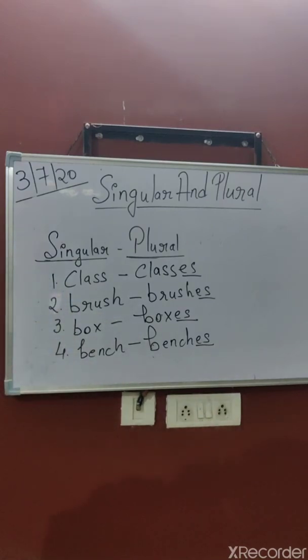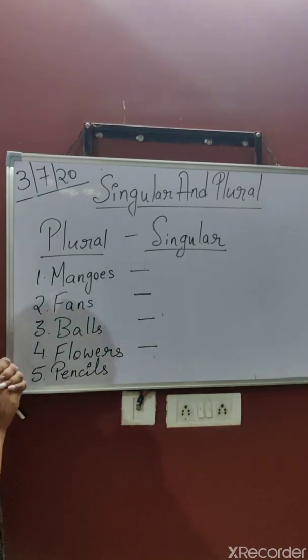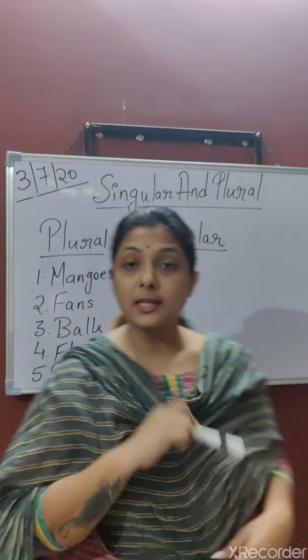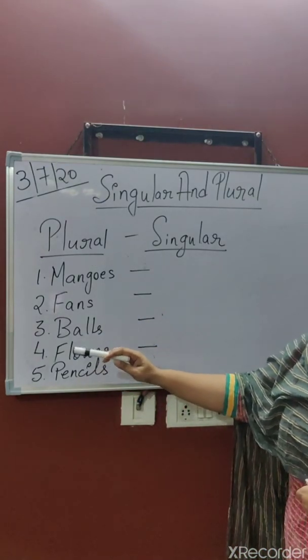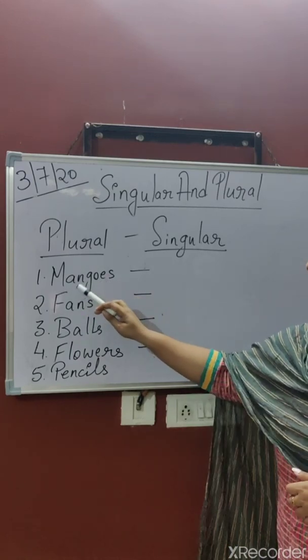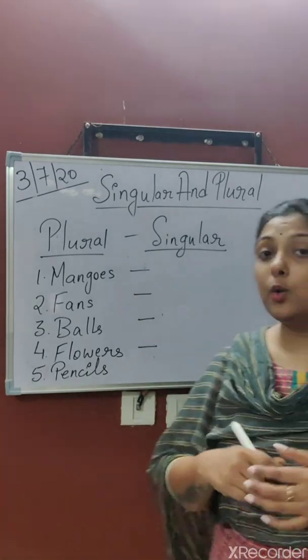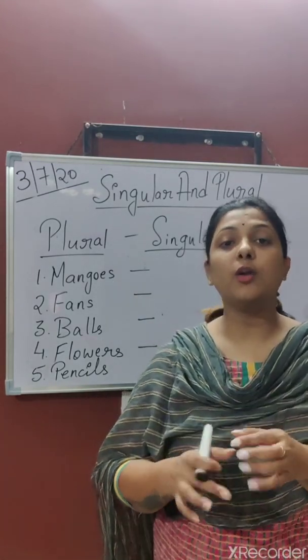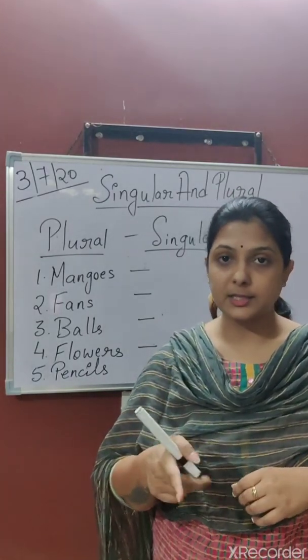Now the next example is, now you can tell me that I have written the plural forms, right? As you all can see, I have written the plural forms. Like the first one is mangoes, M-A-N-G-O-E-S. So mangoes means more than one mango, right?